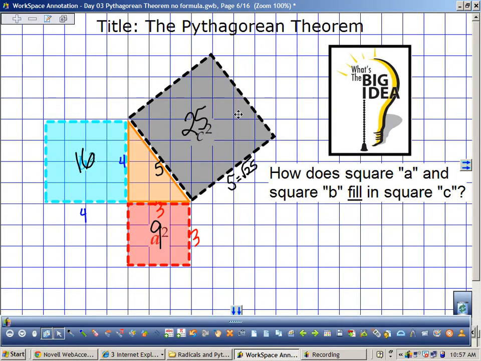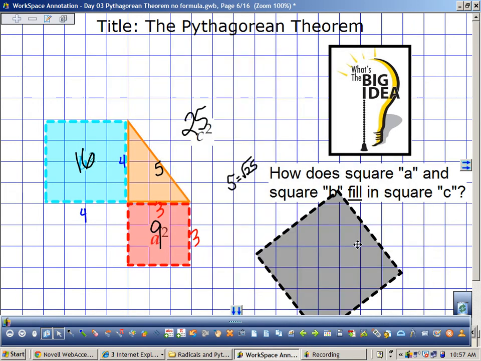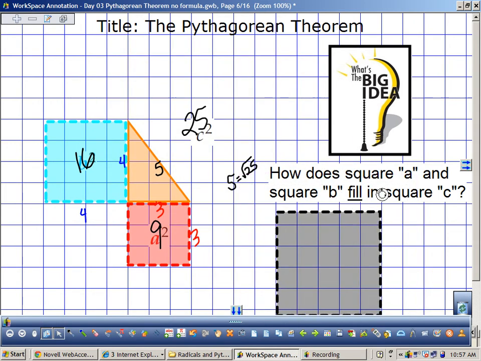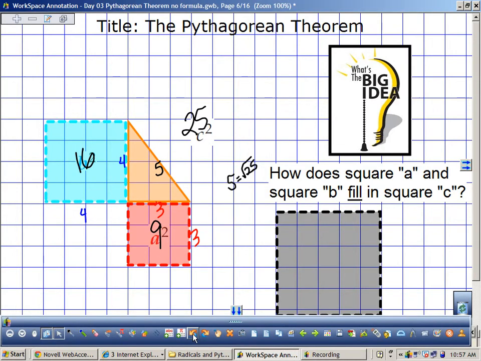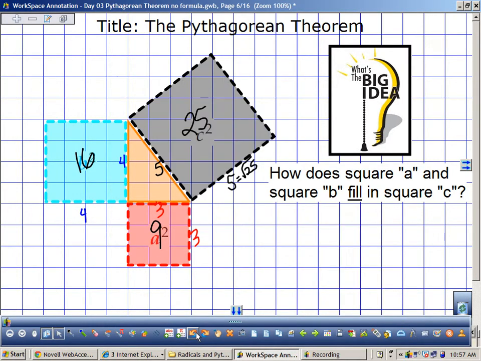Now watch this, Matt. Are there 25 squares in there? 1, 2, 3, 4, 5. 1, 2, 3, 4, 5. 5 times 5 is 25. What do you think? It doesn't look like it, right? Doesn't look like it, but it's true. Pretty cool, huh?